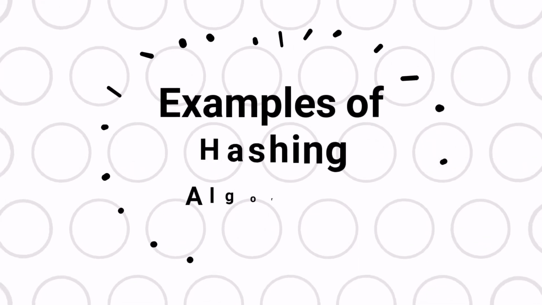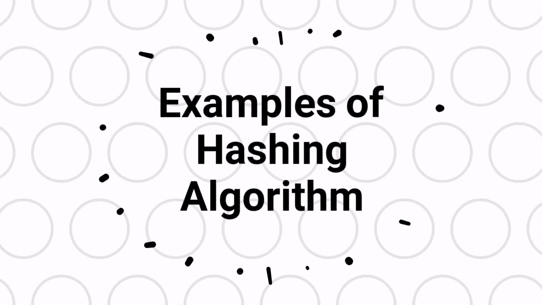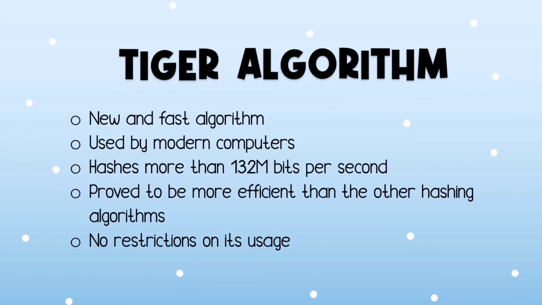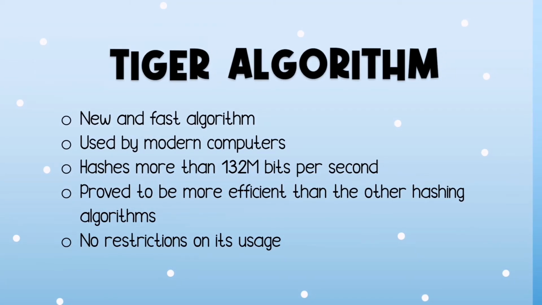The next set of examples will be the hashing algorithms. Tiger algorithm. It is a new and fast algorithm. It is used by modern computers. It hashes more than 132 Mbits per second. It has thus far proved to be more efficient than all the hashing algorithms discussed. It has no restrictions on its usage, that means it has no patents.